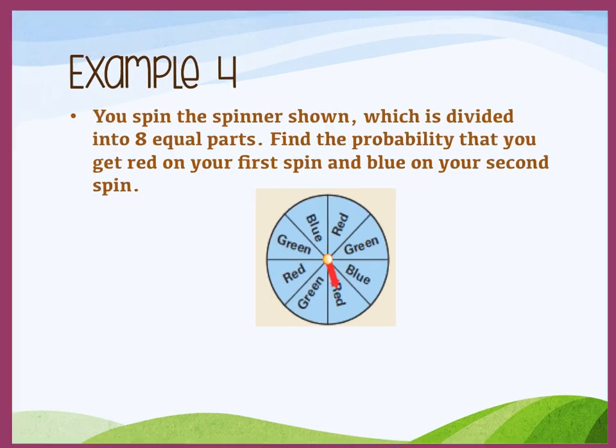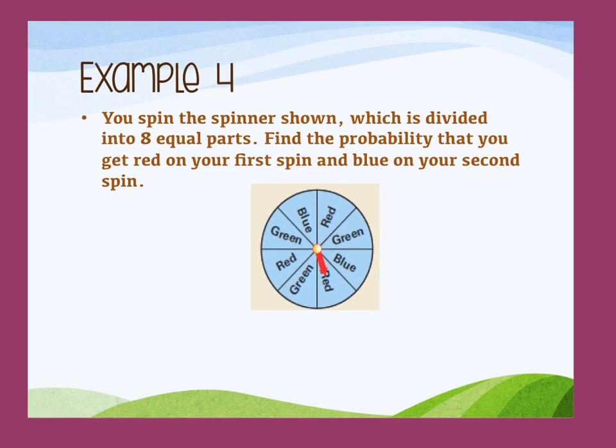All right, so example 4 says you spin the spinner shown, which is divided into 8 equal parts. Find the probability that you get red on your first spin and blue on your second spin. So again, these are going to get grouped together with all the other word problems on your test. You want to be able to differentiate the difference between what we're doing before and now. First thing I should notice is get red on your first spin, and then the word and then blue on your second spin. So I know the and means I'm going to multiply.